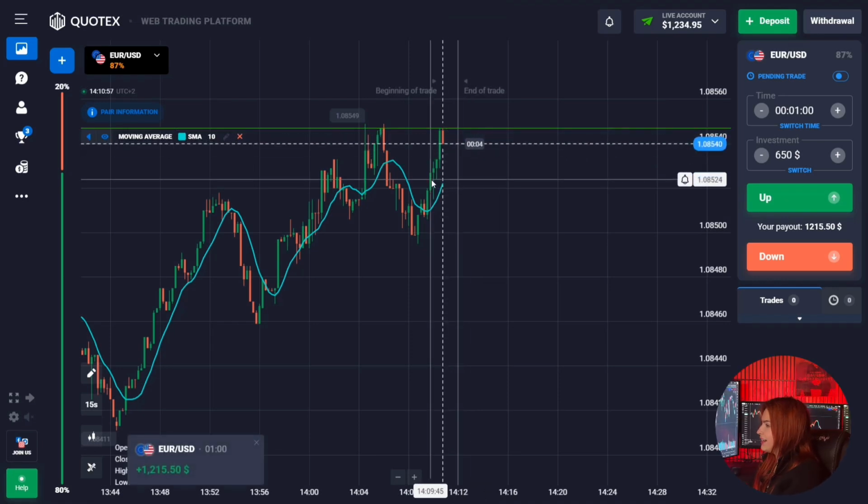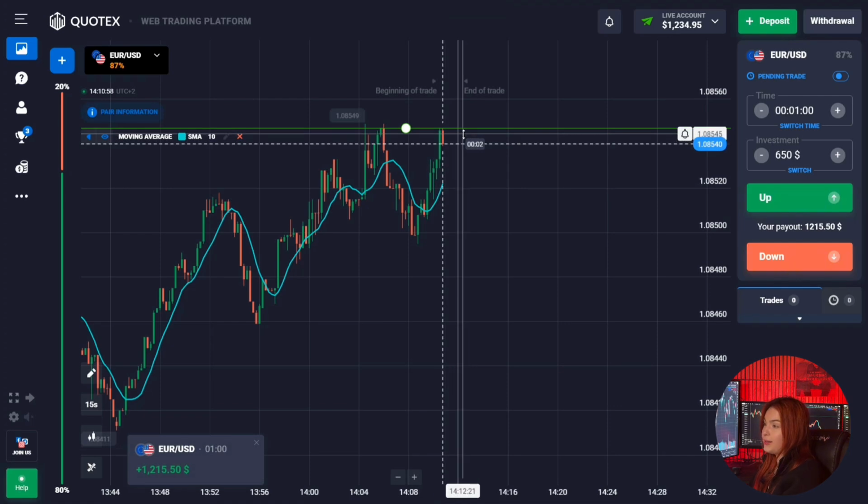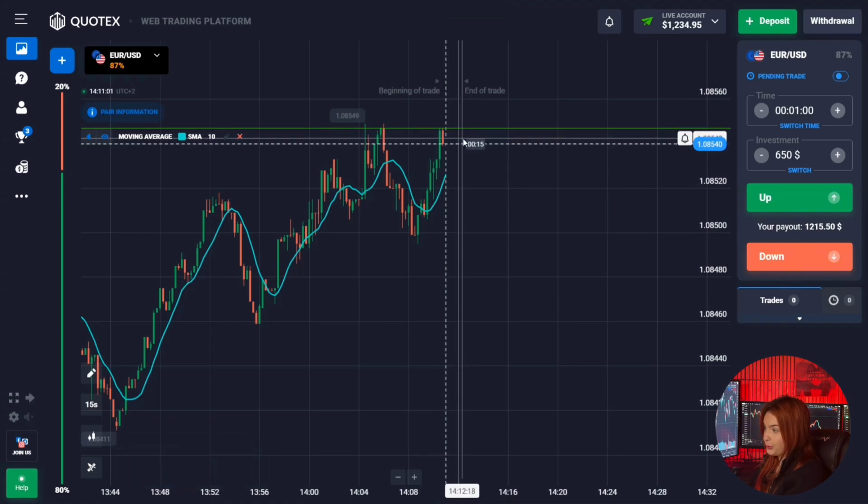Great, great. As you can see, the price continued to move up and confident positive green candlesticks were formed, and I managed to earn on this upward movement. 1 minute was just enough for us, guys. As you can see, this situation really worked out great.